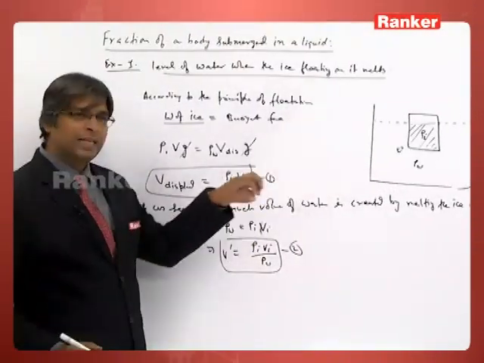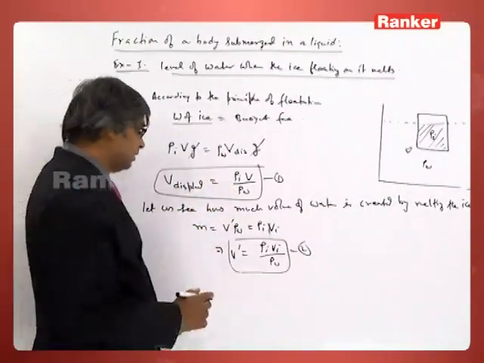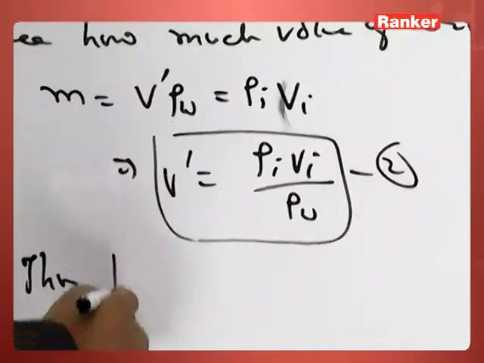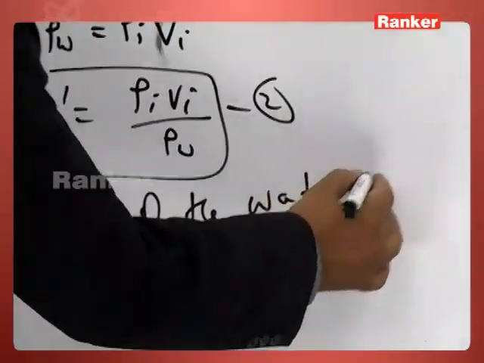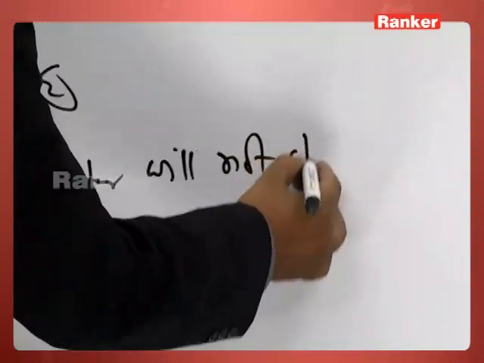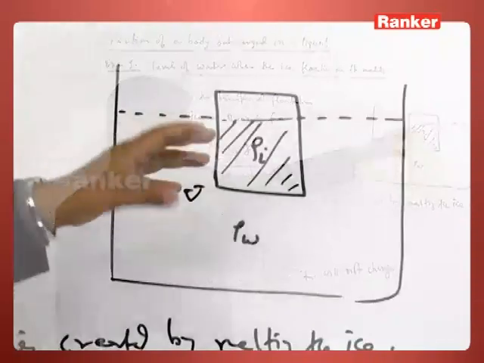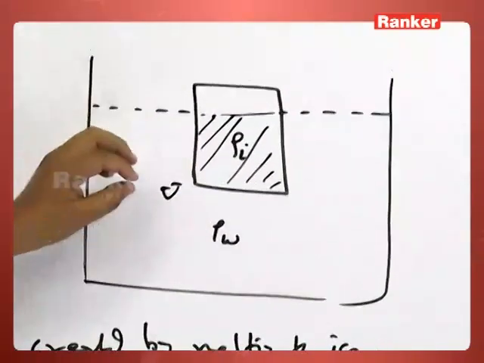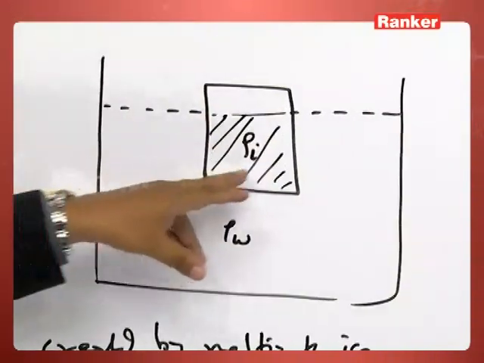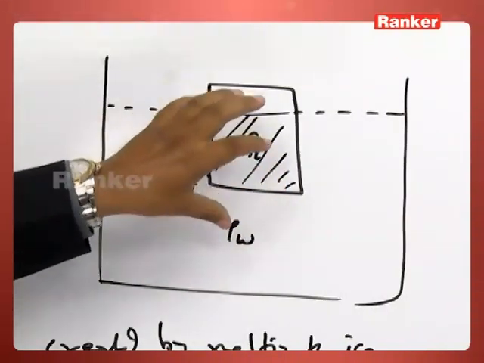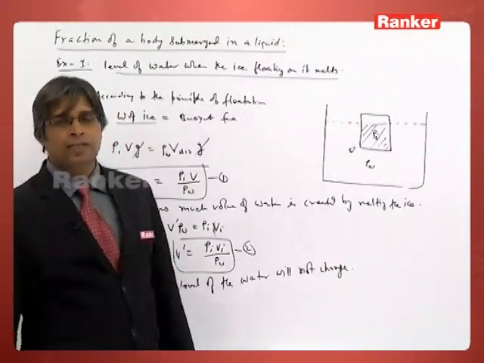That means the volume added to water is equal to the displaced volume. Thus we see that the level of the water will not change. So when ice floats on water and the ice melts, the level of the water does not change, because this cavity created will be compensated by the new water created by melting this ice. That is why the level of water does not change.